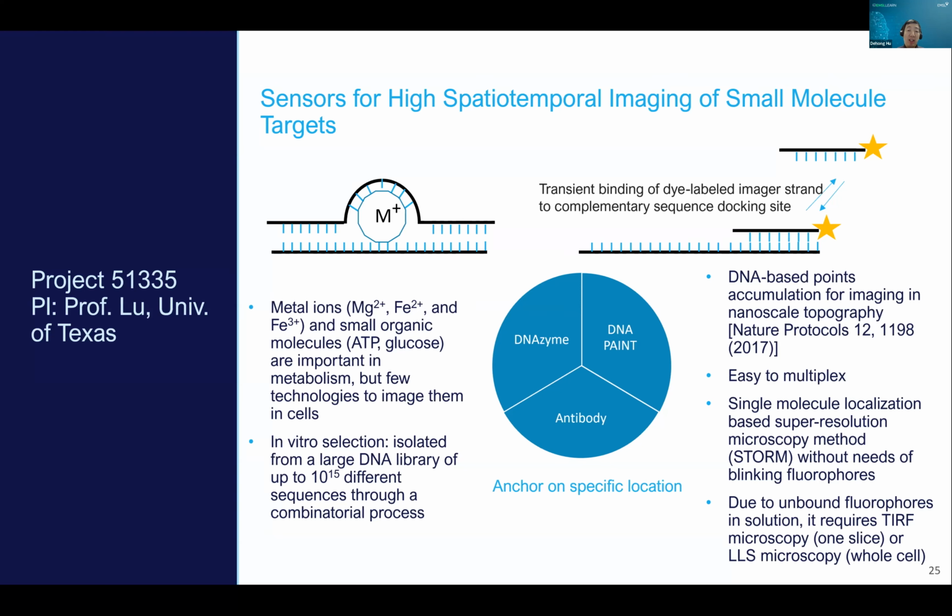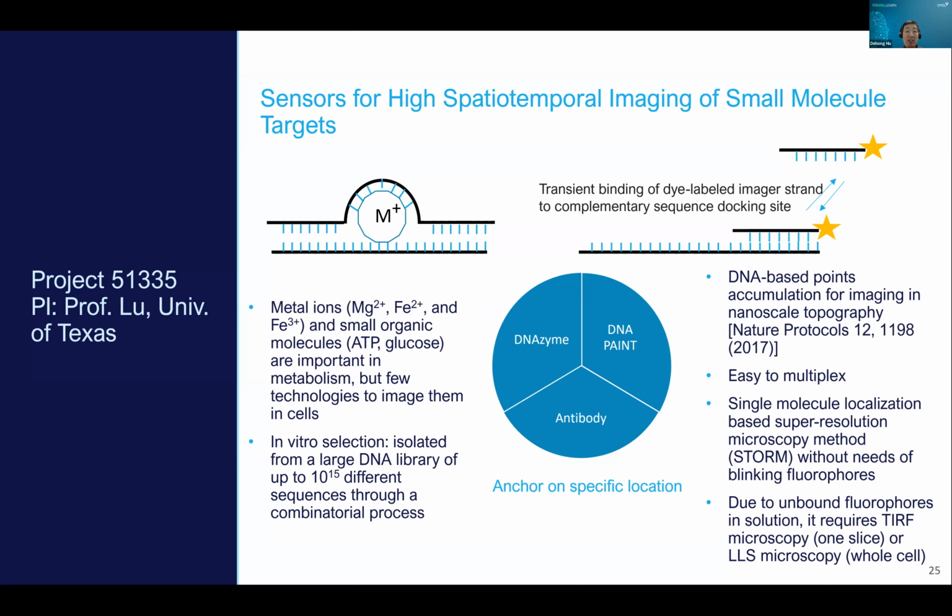This sensor has 3 domains. The first part is a DNA enzyme, illustrated on the left side of the PowerPoint. The second part is a DNA paint, illustrated on the right-hand side. The third part is an antibody to anchor at a specific location.